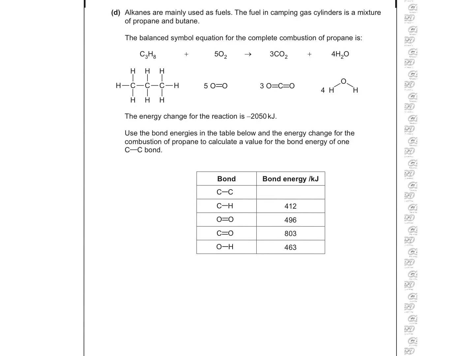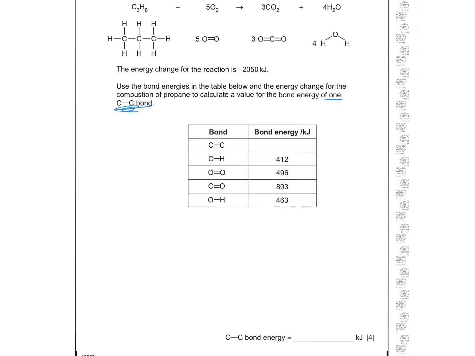On to part D. They have to use the bond energies to calculate a value for the bond energy of one carbon-carbon bond. Now, in this type of question, the way we work it out is that the energy change is the total of the bonds broken in the reactants minus the total of the bonds formed in the products. I'm just going to sketch out the table, and in here I'll put the bonds broken, and here will be the bonds formed.